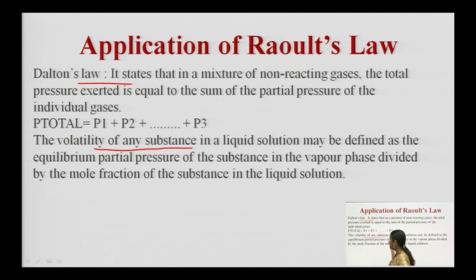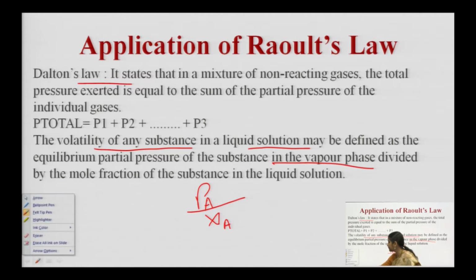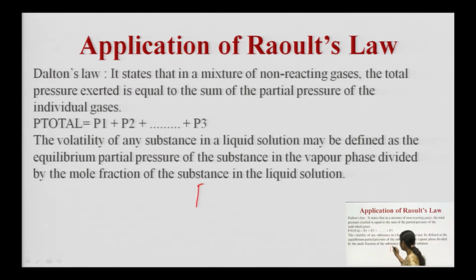Then comes volatility. What do we understand by the volatility of a substance? Volatility of a substance in a liquid solution can be defined as the equilibrium partial pressure of the substance in the vapor phase divided by the mole fraction of that substance, that is P A divided by X A.